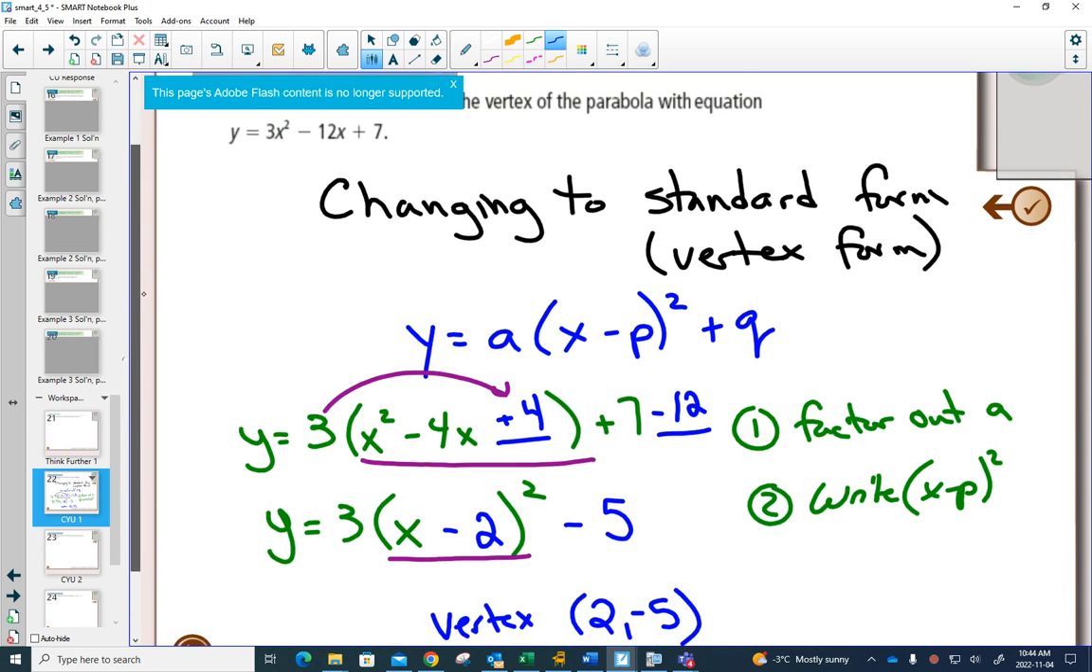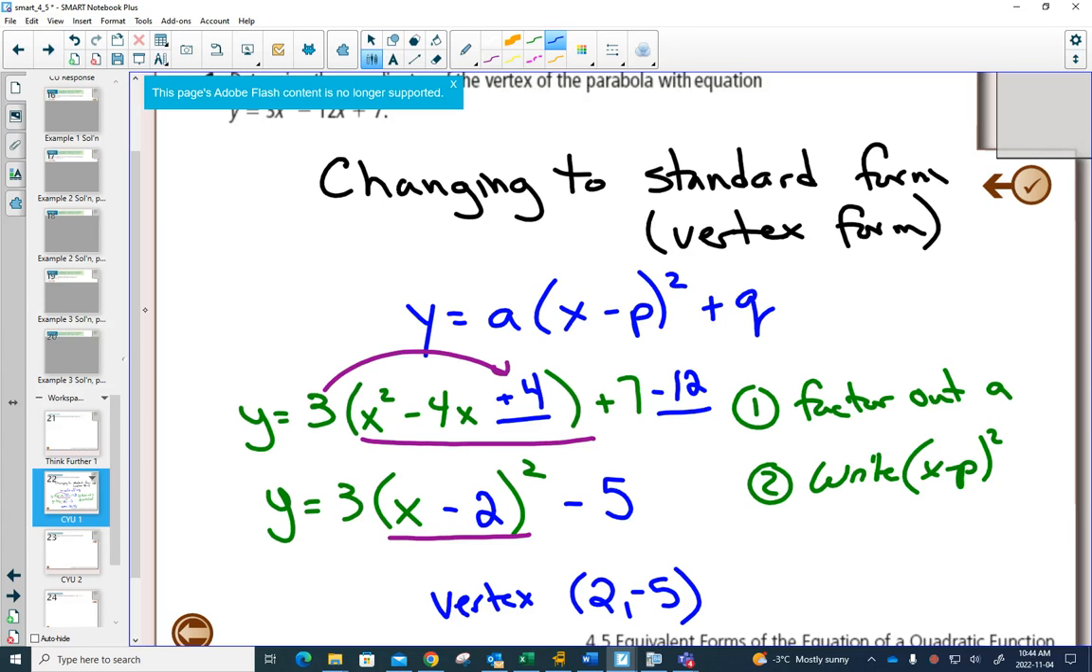That's it! So exciting. I love when I reread the question and we've done what we were supposed to do. It just asked us to find the vertex, so we had to use the technique of changing it to standard form.